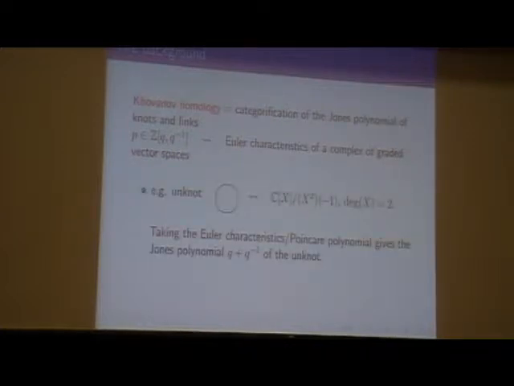So for instance, the easiest case is if you take an unknot, which has Jones polynomial q plus q inverse. You associate to this the vector space C[x] modulo x squared, where you put x in degree 2, you shift everything by -1, then you have a one-dimensional vector space in degree -1, and a one-dimensional vector space in degree 1. So taking the Euler characteristic, or here just the Poincare polynomial, is q plus q inverse.